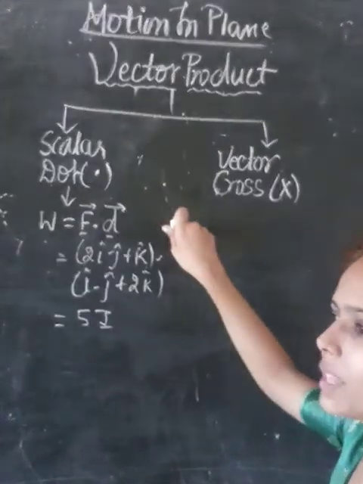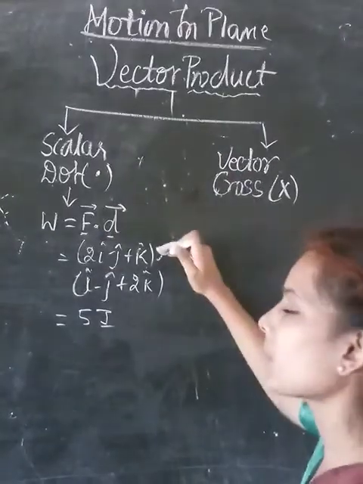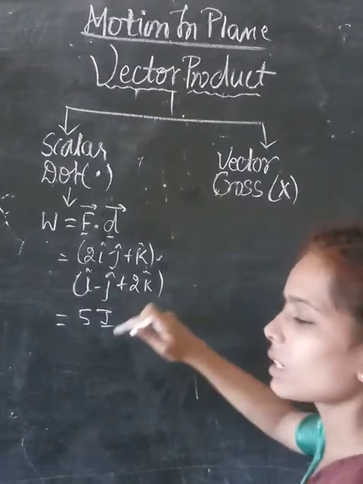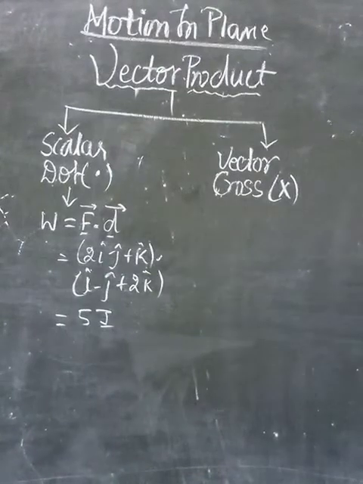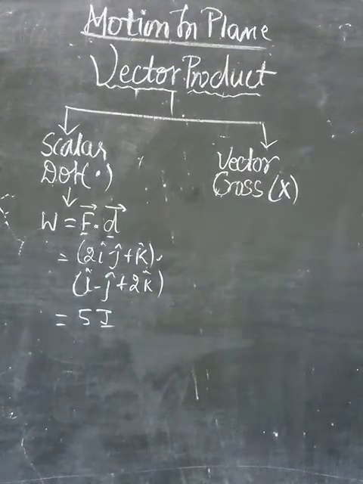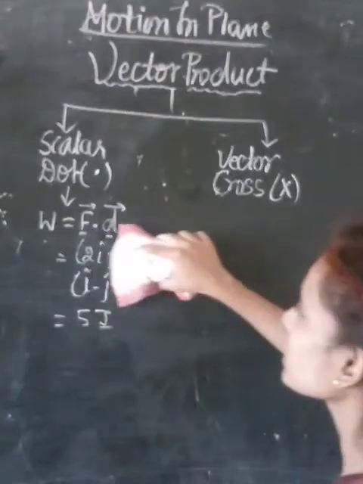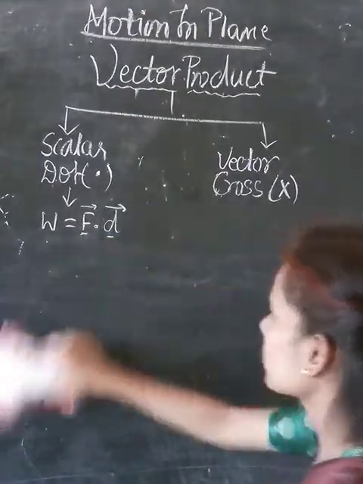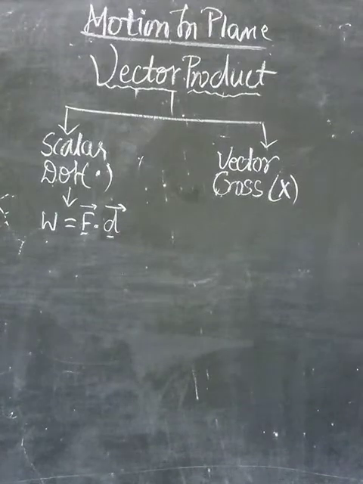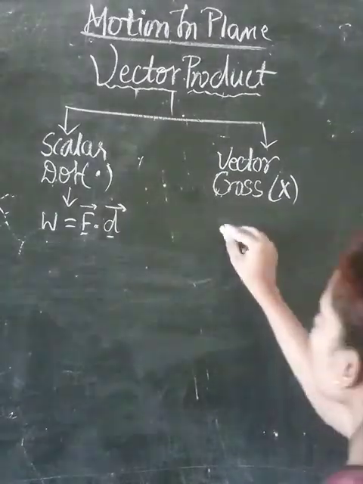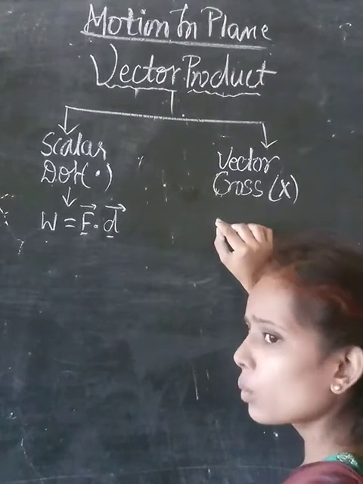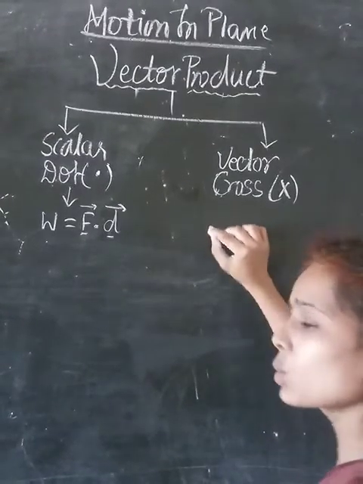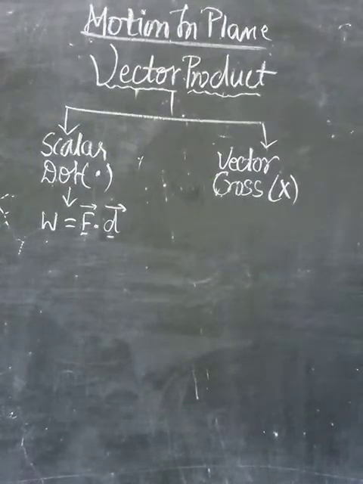So the product is named the scalar product, because when we multiply two vector quantities, we get the product as a scalar quantity. So we can say that the scalar product or the dot product is that value where, when we multiply two vector quantities, we get a scalar quantity, right? Now if we take the cross product, then on multiplying two vectors, we will get a vector quantity itself.